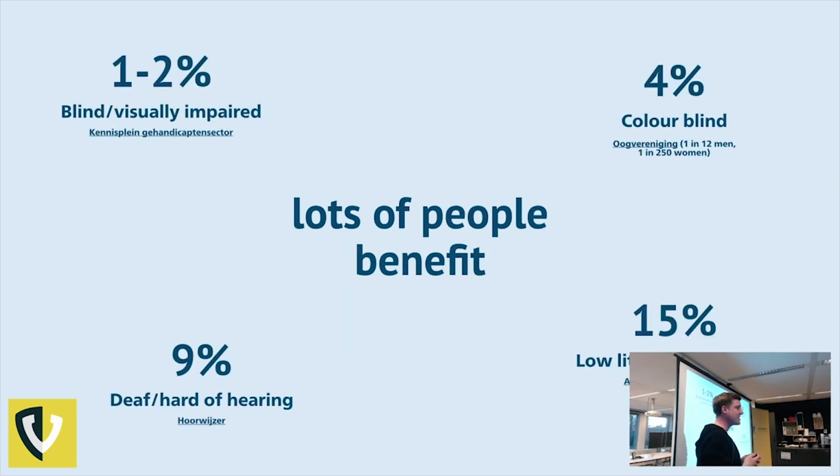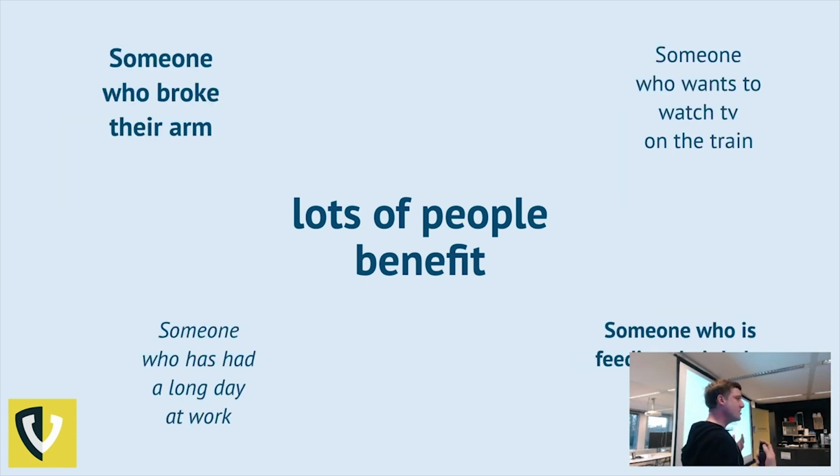I took some statistics and they're very hard to find because they're different all the time, but these are Dutch statistics. So we have people who are visually impaired and blind and people who are hard of hearing. There's all sorts of different people that benefit from a more accessible website. There's also people who are temporarily disabled. For example, if you broke your arm or if you're feeding a baby and you're trying to use your phone with one hand. There's all sorts of situations where you can benefit from a more accessible interface. It's super helpful if people have made it more accessible.